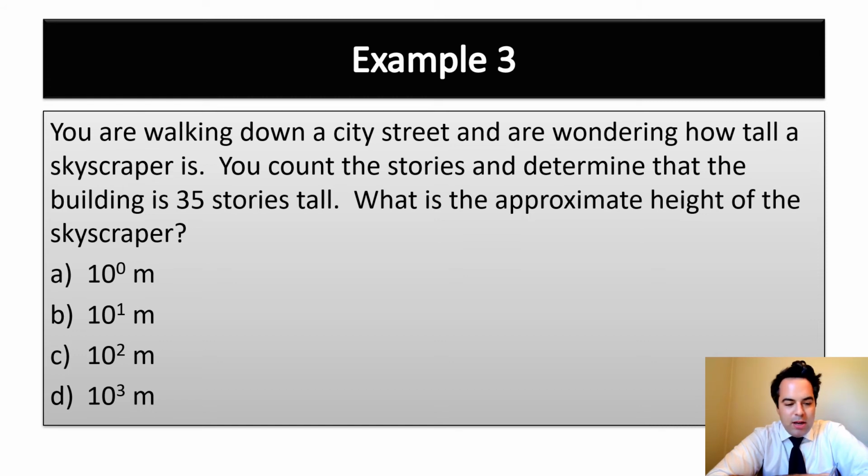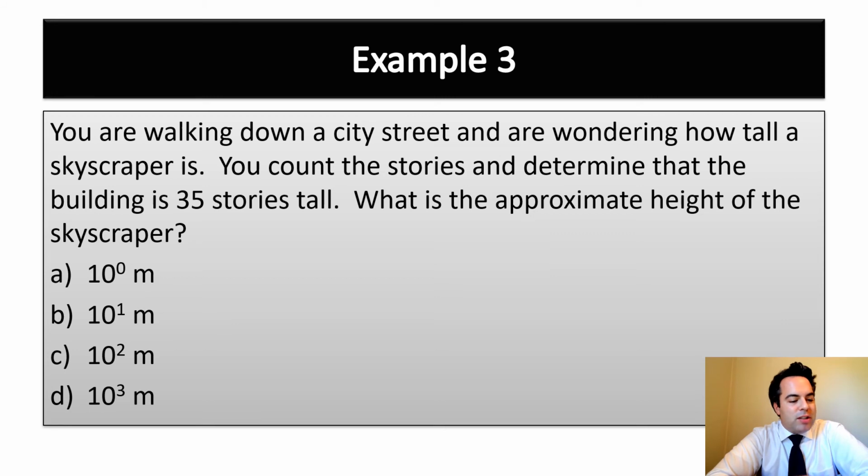Here's another estimating one. So that was the dimensional analysis, converting units. This is what it looks like when we're doing an estimation type problem. You're walking down a city street and are wondering how tall a skyscraper is. You count the stories and determine that the building is 35 stories tall, or like floors tall. What is the approximate height of the skyscraper? And then you have 10 to the 0, 10 to the 1, 10 to the 2, 10 to the 3.